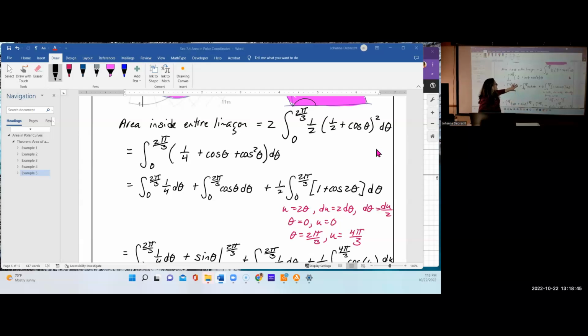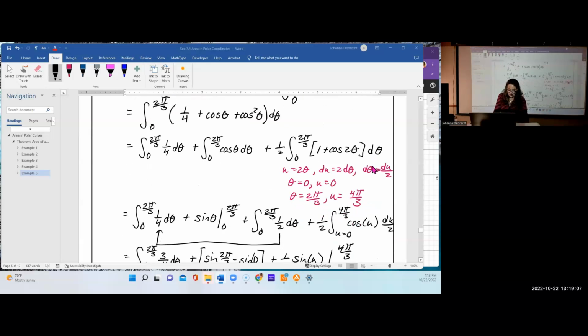And then we go ahead and split it into 3 integrals. We convert the cosine squared using the double angle formula. We make a u substitution for u equal to 2 theta, which we've done multiple times. We convert the limits of integration from theta values to u values. U goes from 0 to 4 pi over 3.